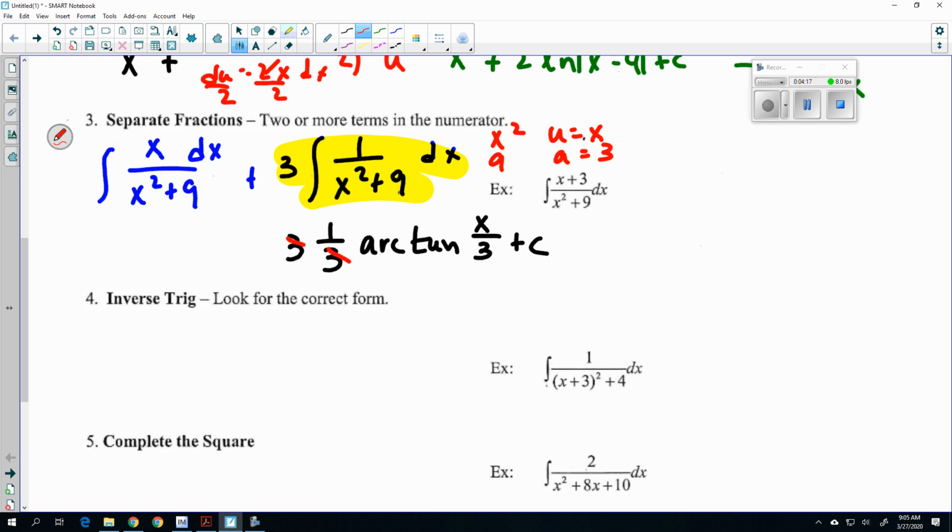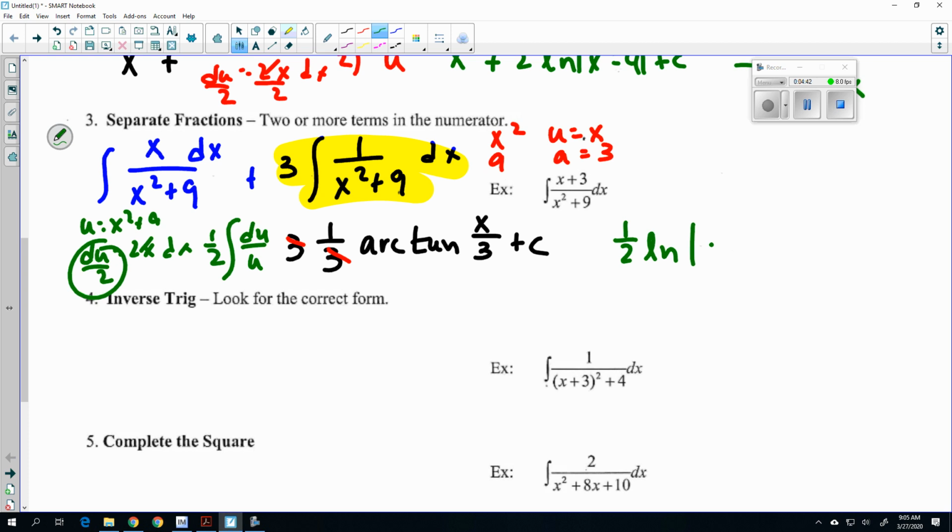In the first one, I think I also need to pick a u. So my u is x squared plus 9. My du is 2x dx. So I've got this 1/2 that's going to come out in front. And I'm integrating a du over u. So once again, I get that natural log that comes in. So 1/2 natural log. I don't really need an absolute value here. Remember, logs have to be positive. Kind of showed that on the graph. And then I'm going to just get arctan of x over 3 plus c.